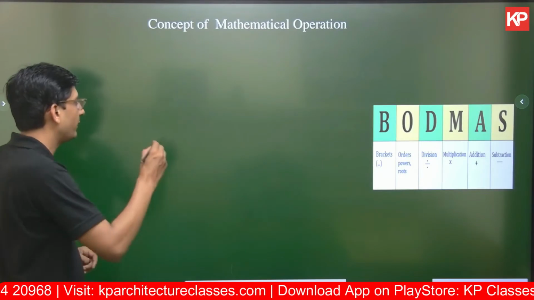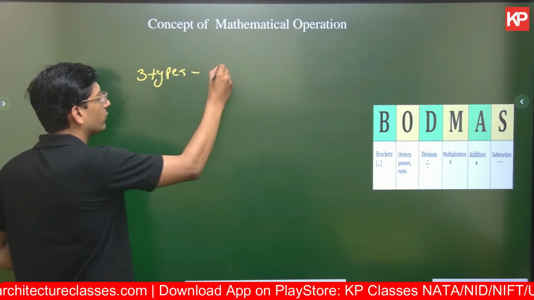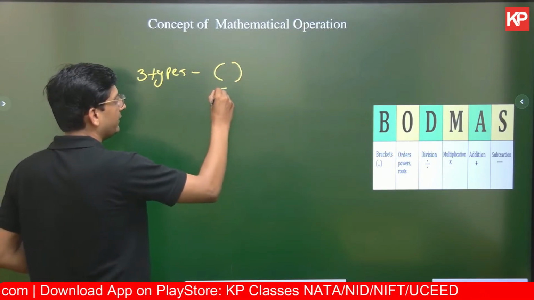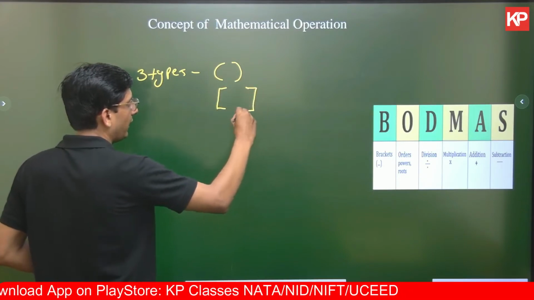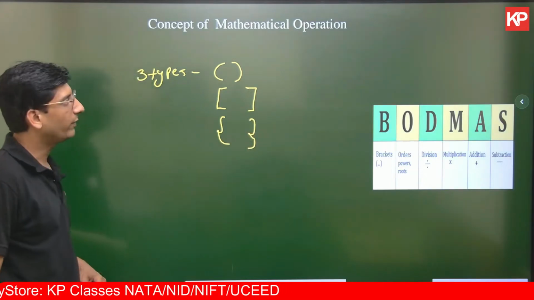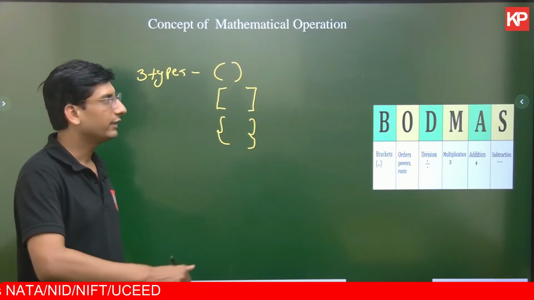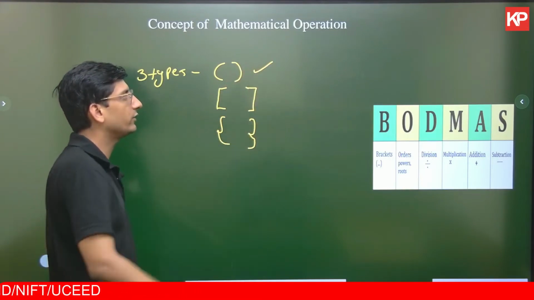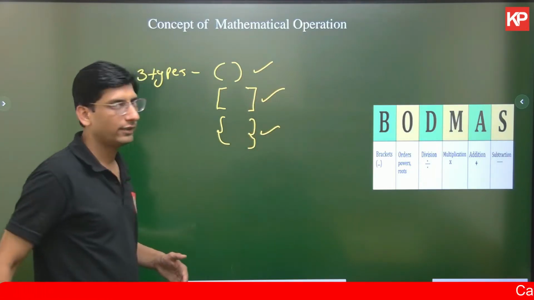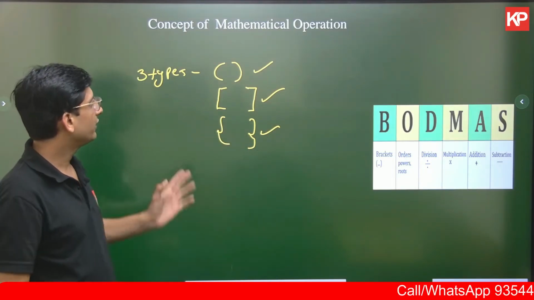Now there are three types of bracket. First one is simple, and this is the representation of a simple bracket. Then it is a rectangular bracket, and at last a curly bracket. So these are the three types of bracket. If all three are appearing in the same equation, then you have to start with the simple one first, then the rectangular, and the curly bracket at the last. So this is the preferential order of brackets.